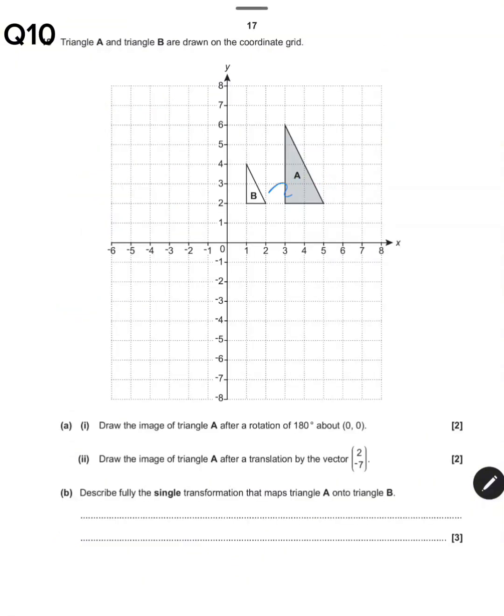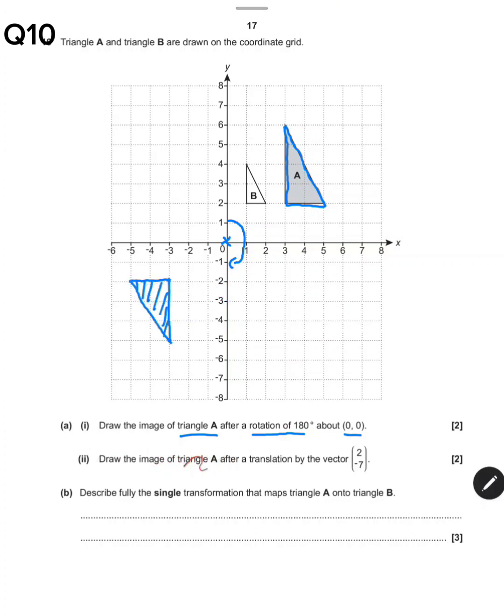We've got 2 triangles, A and B. And what we're asked to do first is draw the image of triangle A after a rotation of 180 about 0, 0. And it's difficult to show this using the device I'm using. You'd grab some tracing paper. You would trace triangle A. You would put your pencil on 0, 0, and you'd spin this around your tracing paper 180 degrees, half a turn. And if you do that, your triangle is going to line up right there.